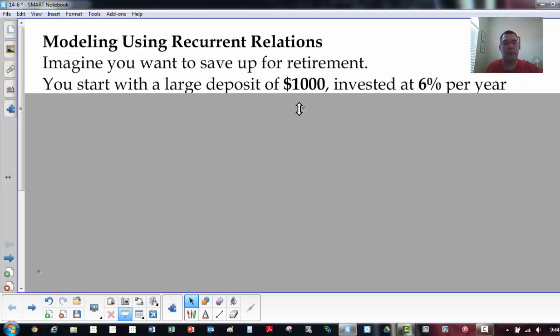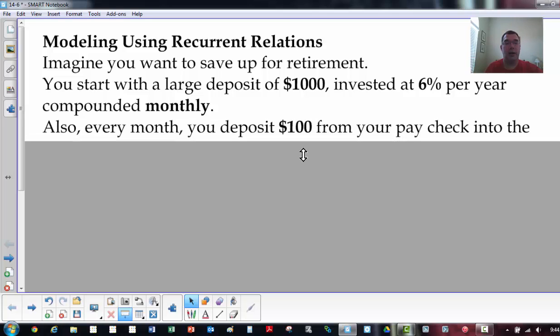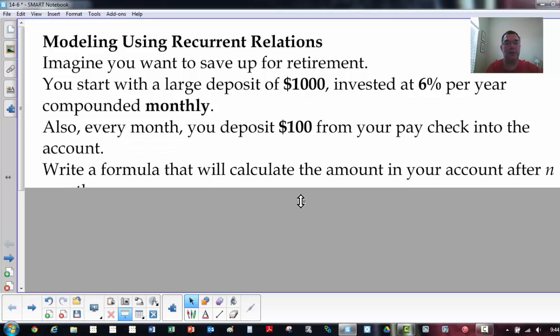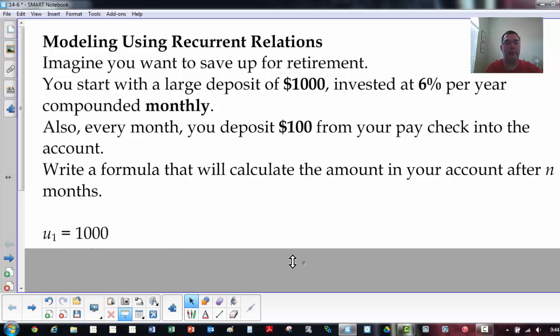Imagine you want to save up for retirement, and we're starting off with a large deposit of $1,000. We're going to invest it at 6% per year, and we're going to compound it monthly. So every month we're also going to deposit $100 from my paycheck into the account. We're going to write a formula that calculates the amount in my account after n months.